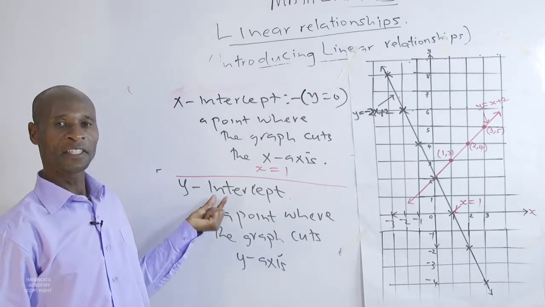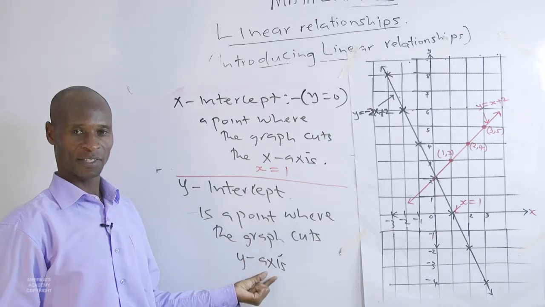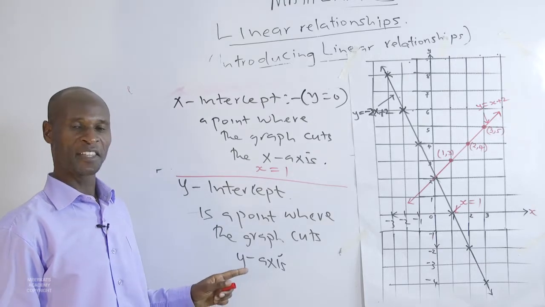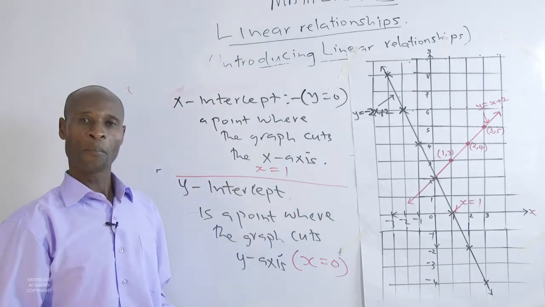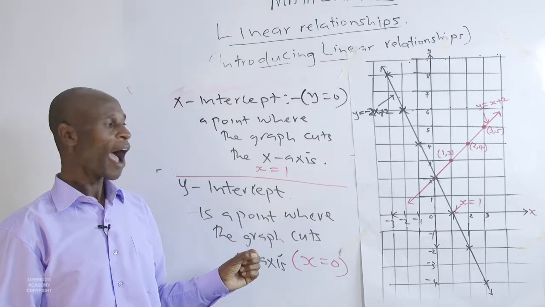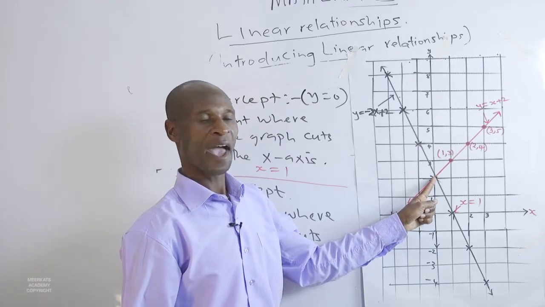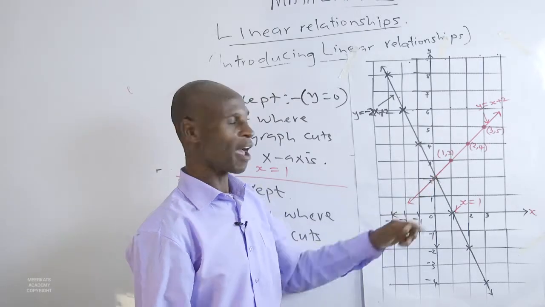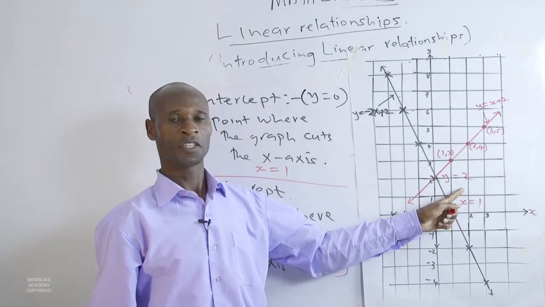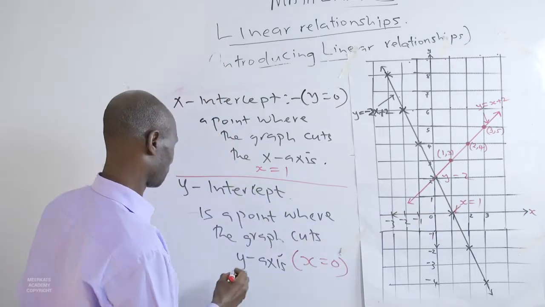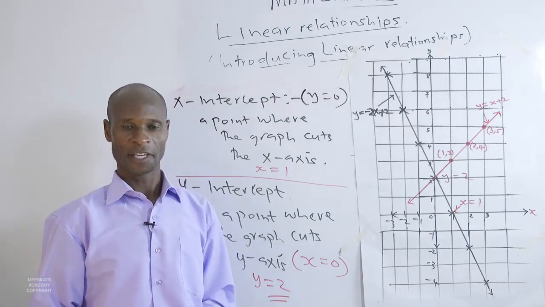Next, the y-intercept is defined as a point where the graph cuts the y-axis. That means the x-coordinate there is 0. So we read the point where our graph is cutting the y-axis. In our case, our graph is cutting the y-axis at 2. That means y is equal to 2 is called our y-intercept. That is how we identify intercepts.